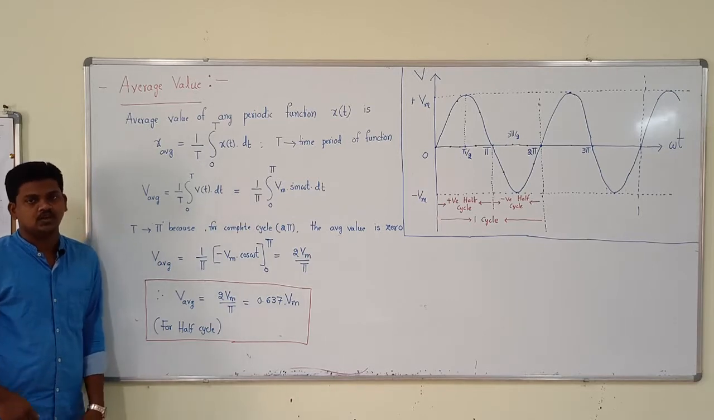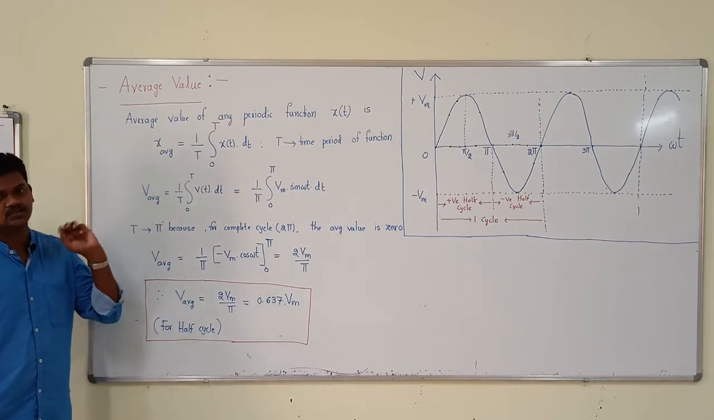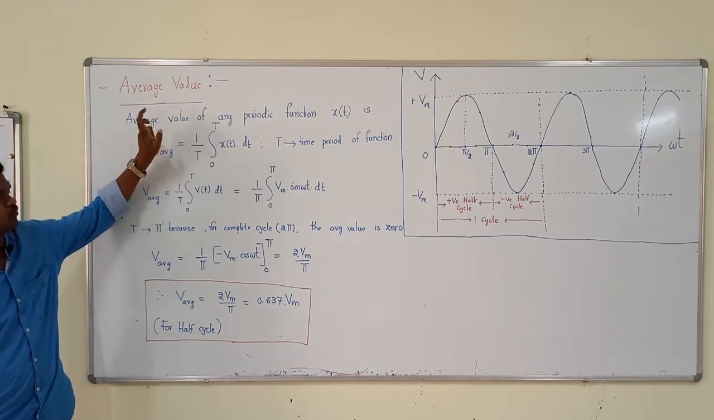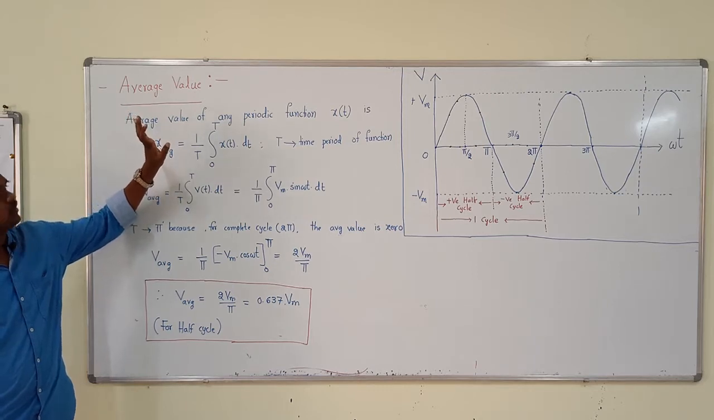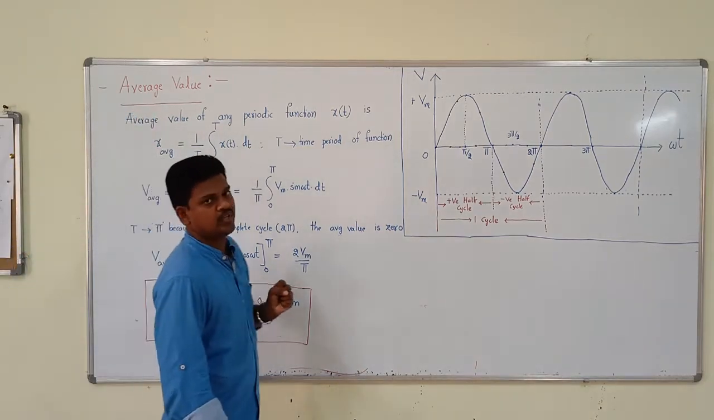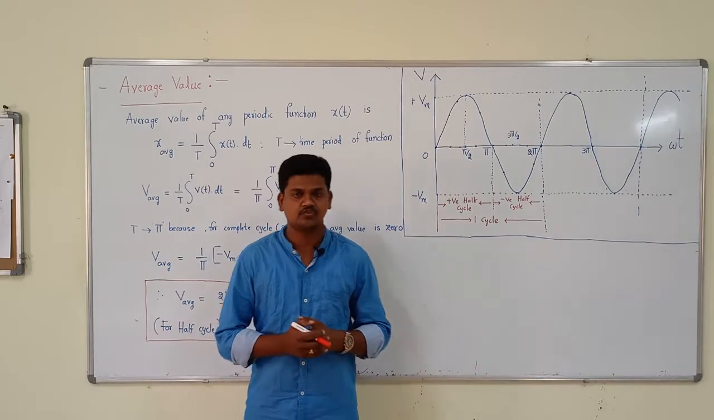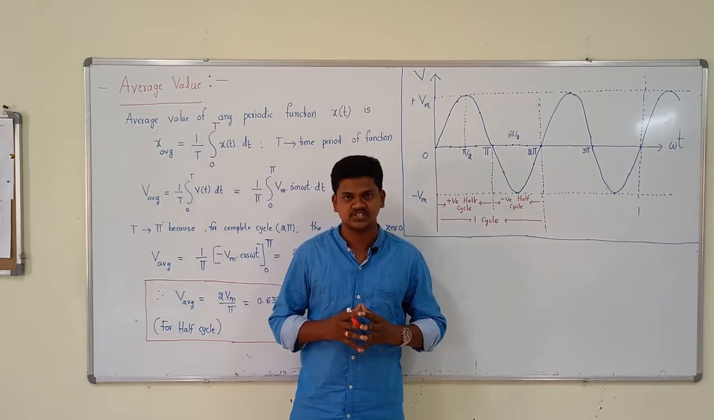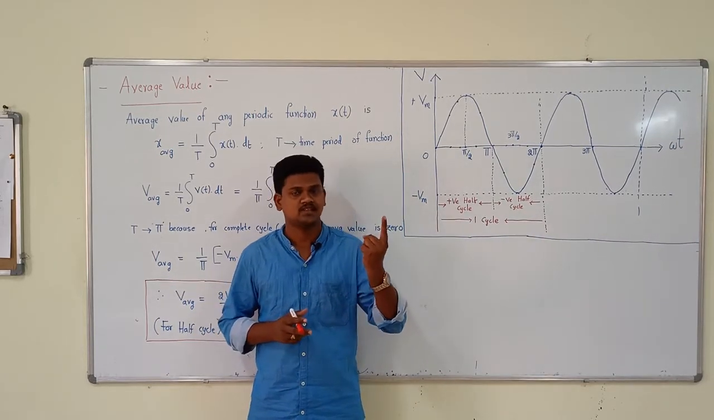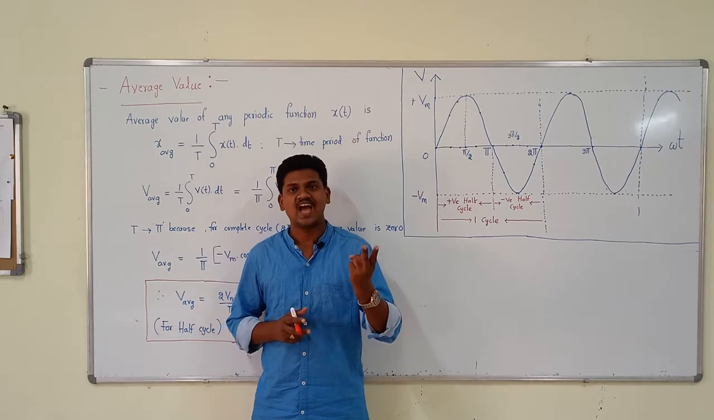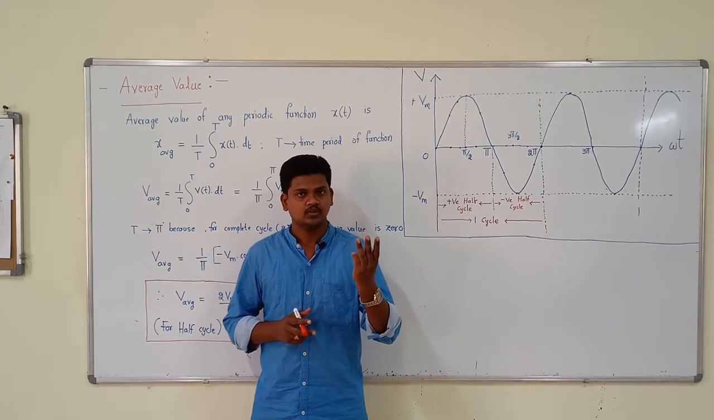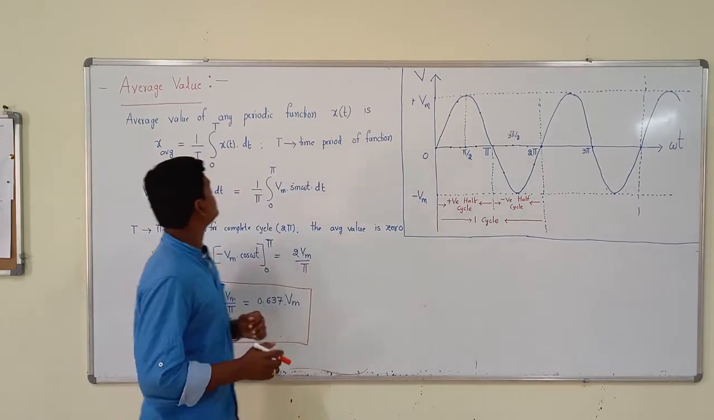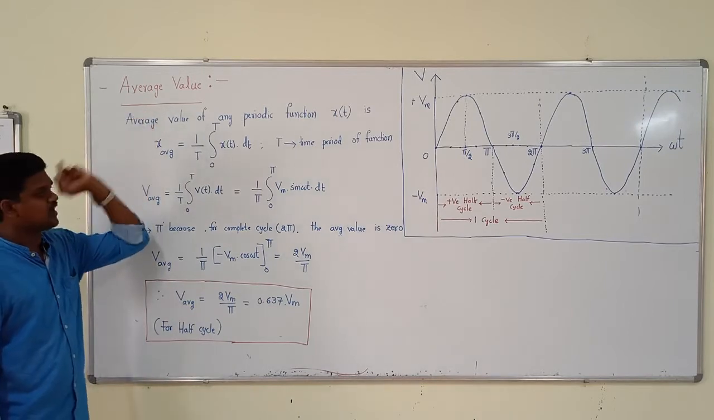Hello students, now in this class we will discuss the calculation regarding the average value. In a sinusoidal waveform, in order to calculate the sinusoidal waveform quantities, we have three types of values. Last class we discussed about this. The first one is the peak value, the second one is the average value, and the third one is the RMS value. In this class we will discuss the calculation regarding the average value.